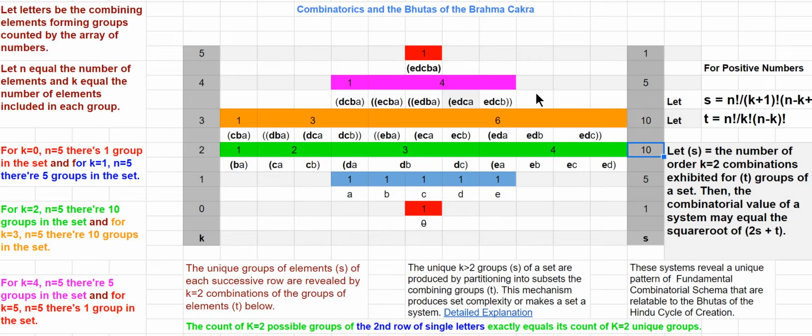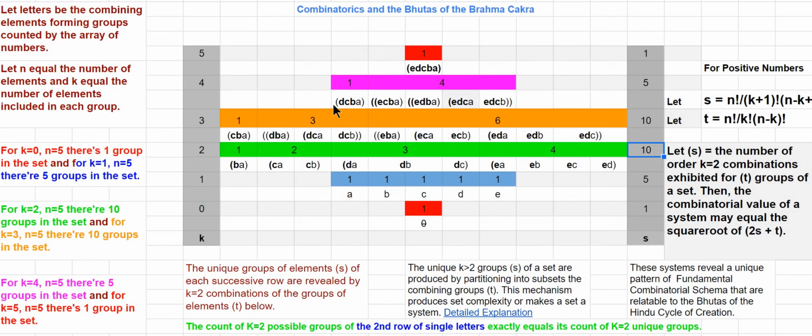Now, the count of k equal 2 possible groups of the fifth row of quadruple letters doesn't equal its count of k equal 5 unique groups, because for 5 elements there are 10 possible order 2 combinations, but we only get 1 possible k equal 5 unique group.